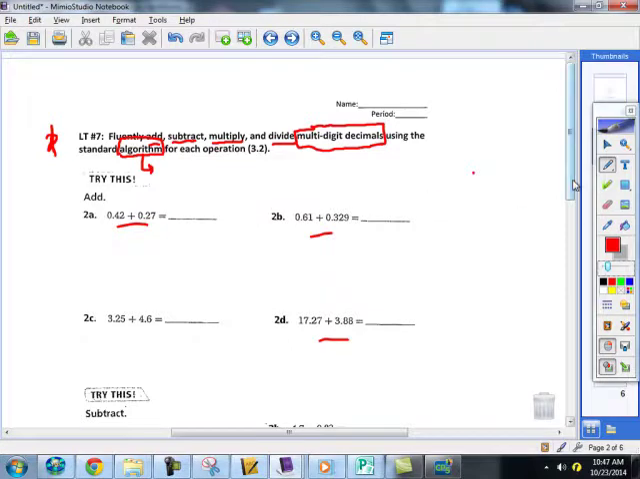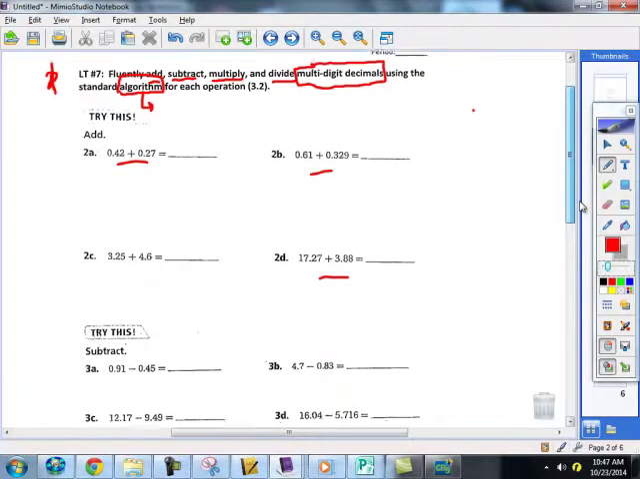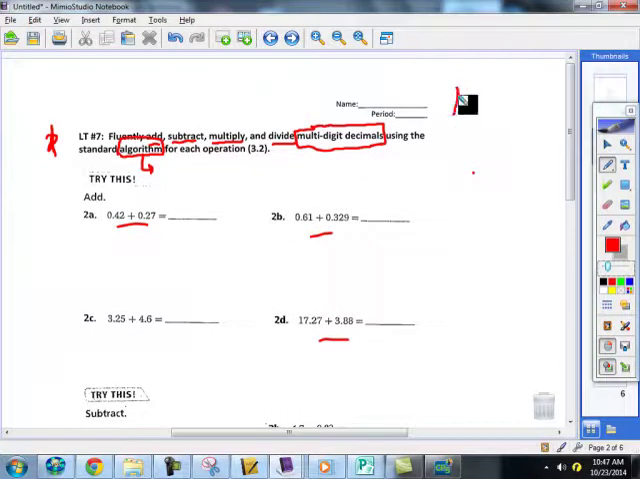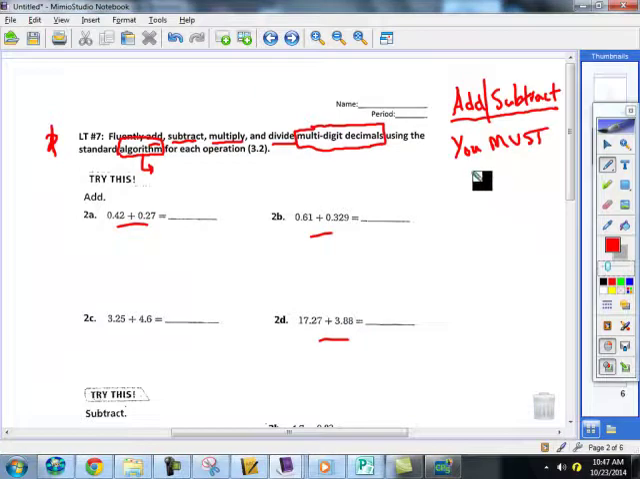Now, the first page here is all addition or subtraction. So the biggest key with adding or subtracting, please write this: add/subtract. The biggest thing you've got to remember about the algorithm for these two operations is you must, and capitalize must, line up your decimal places. Or some teachers might say line up your place values, which I'll write. But it doesn't matter. It's the same thing.